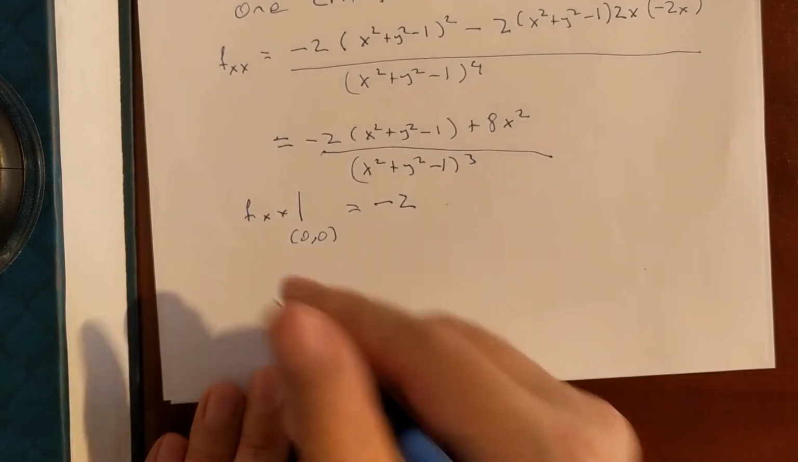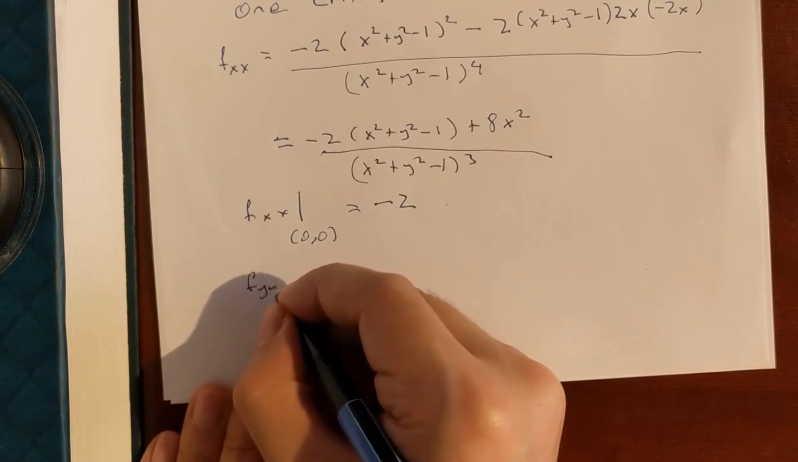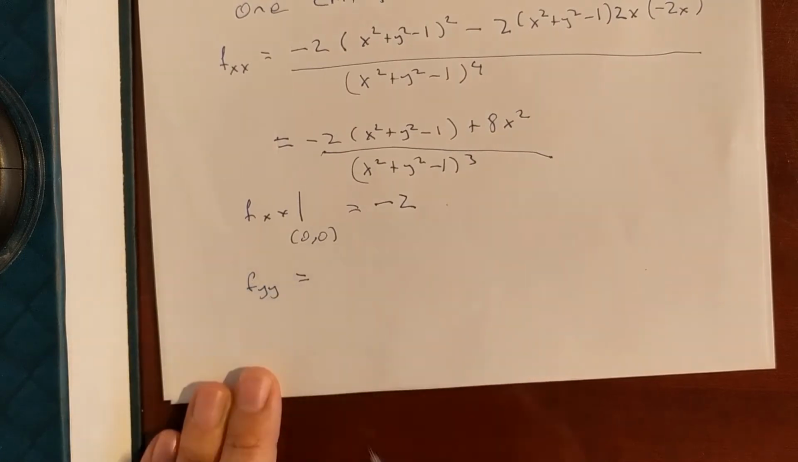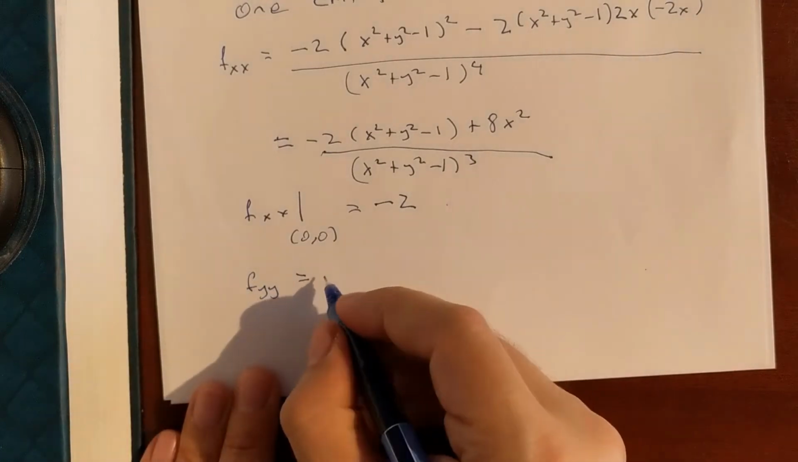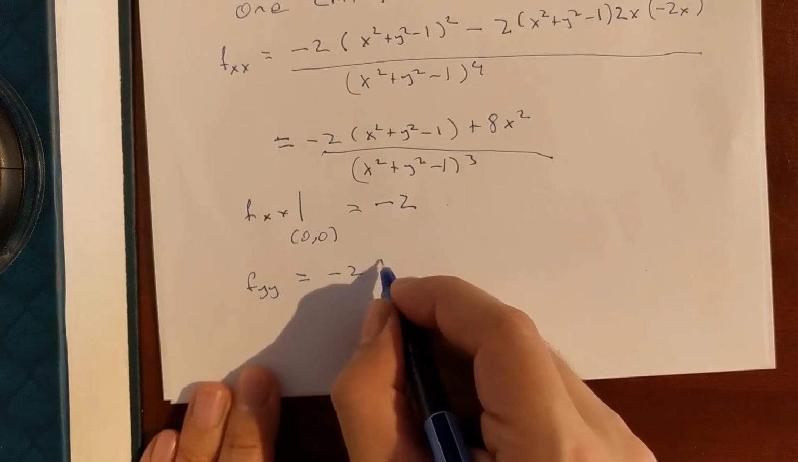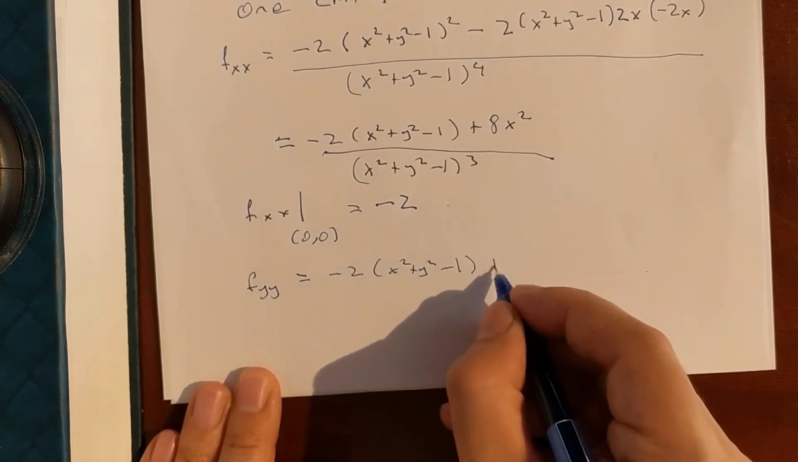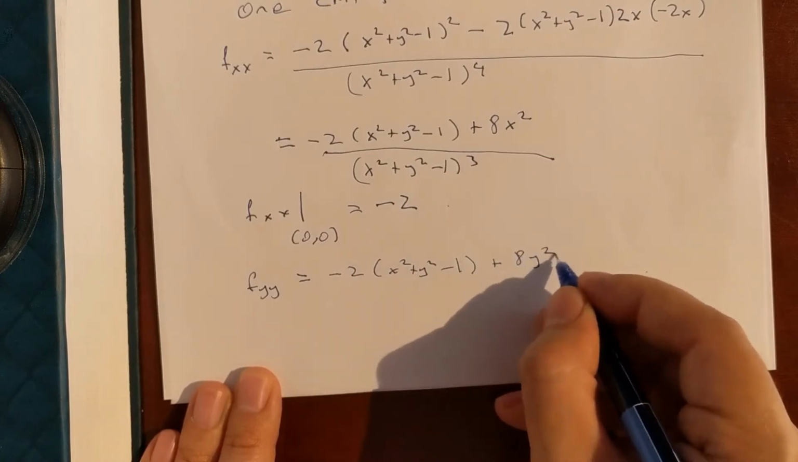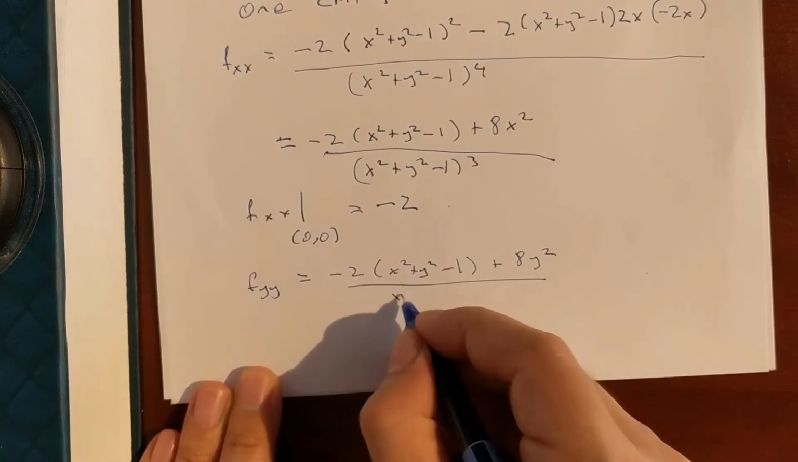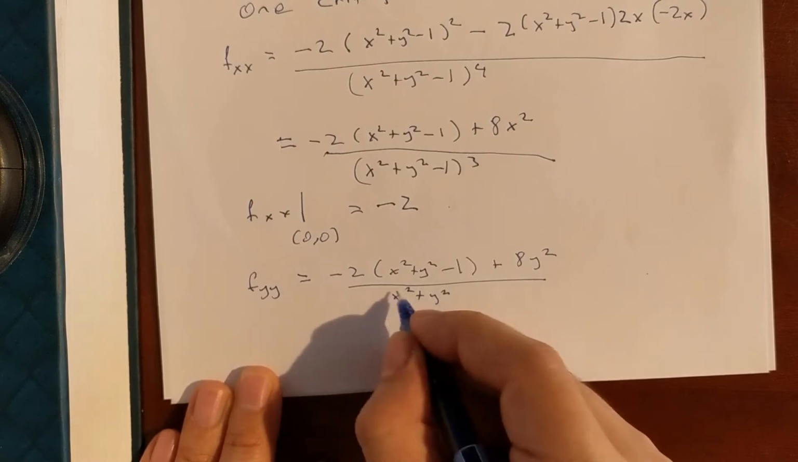Similarly, f_yy is going to be exactly the same thing, but symmetric. We're going to have again minus 2 times x squared plus y squared minus 1, but this time it's going to be plus 8y squared, over this term, which is going to be the same because it's symmetric. Everything is the same.